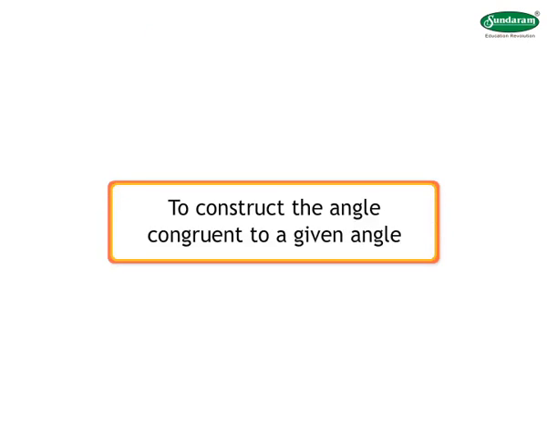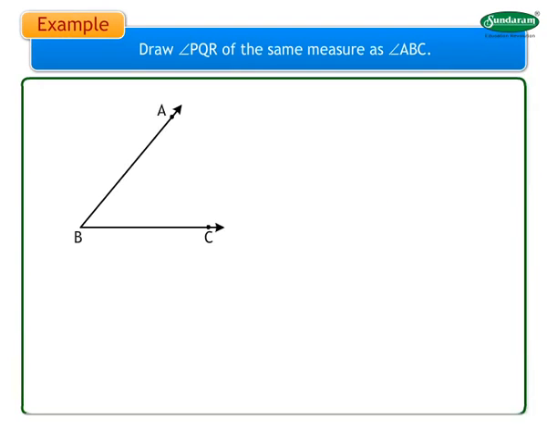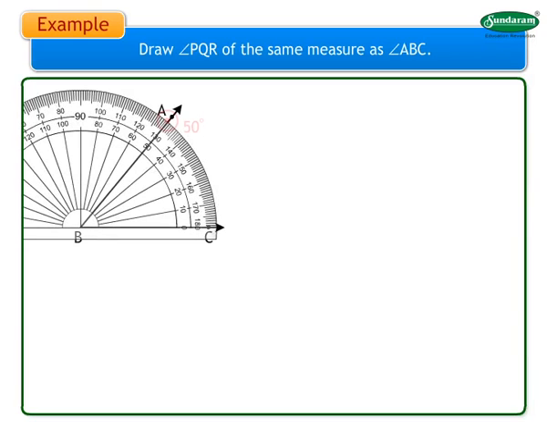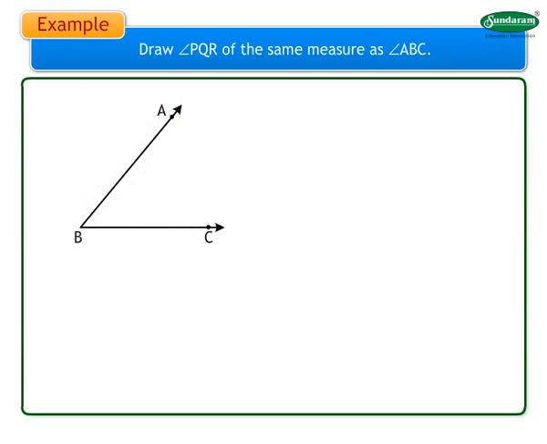Number 5. How will you construct the angle congruent to a given angle? Let's look at an example. Draw angle PQR of the same measure as angle ABC. Look at angle ABC in the figure measuring 50 degrees. Let's draw angle PQR of the same measure with the help of compass. Draw ray QR.